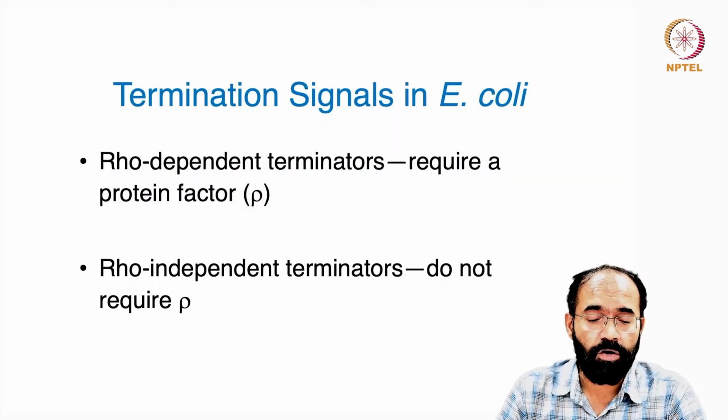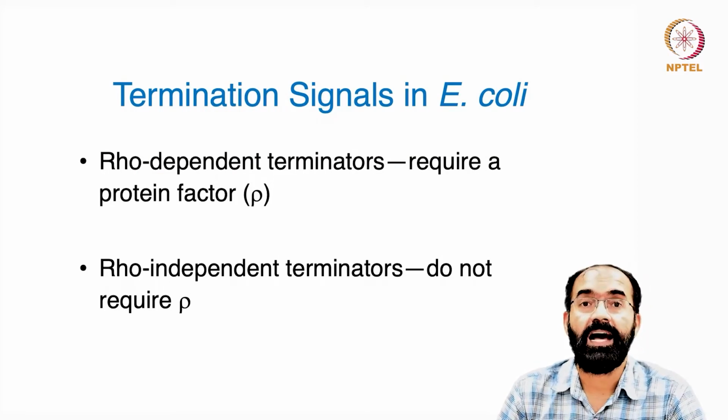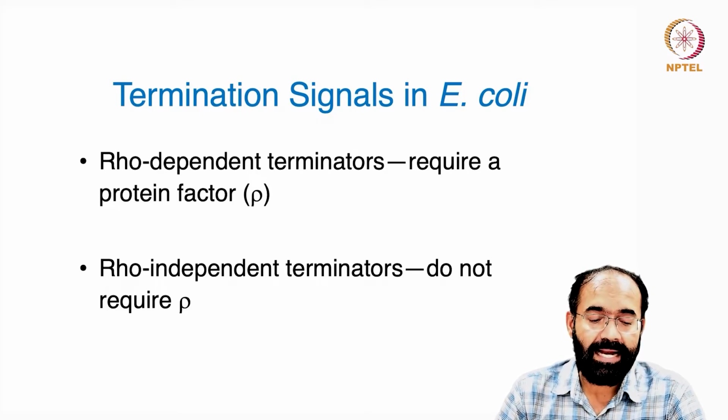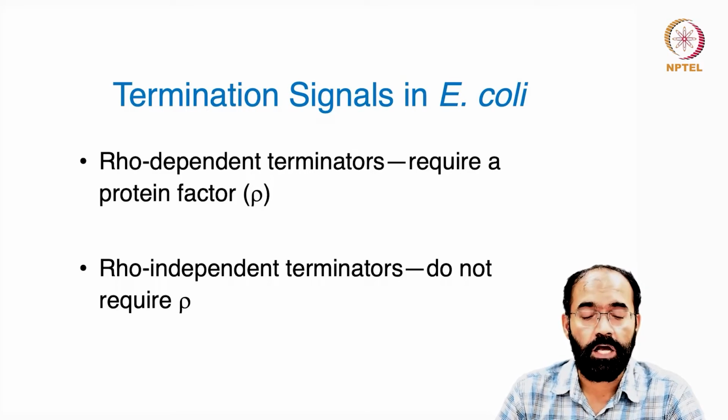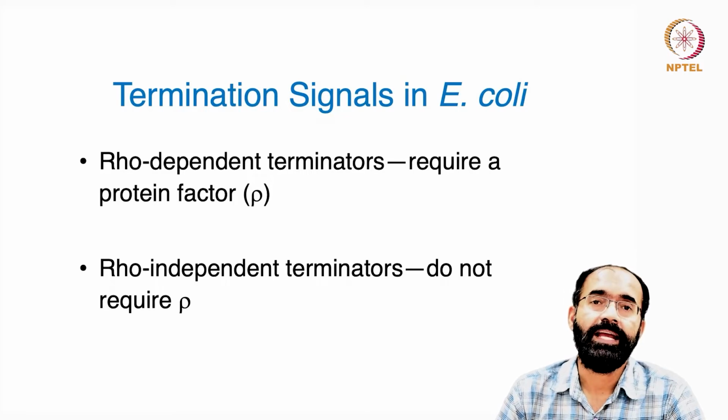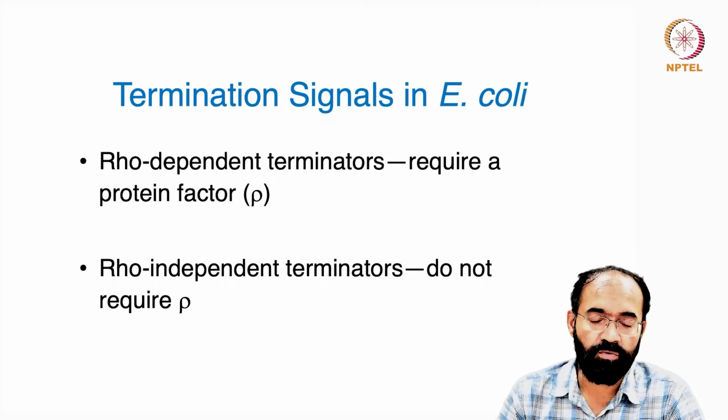Now we are talking about the termination signals in E. coli. Termination is the last phase in the transcription, the finalization, or the termination is the stoppage of the transcription, and they are of 2 types: rho independent and rho dependent. So the first one is rho dependent termination. As the name indicates, it requires a new protein factor called rho factor, and it is given in this notation of the letter, that is rho.